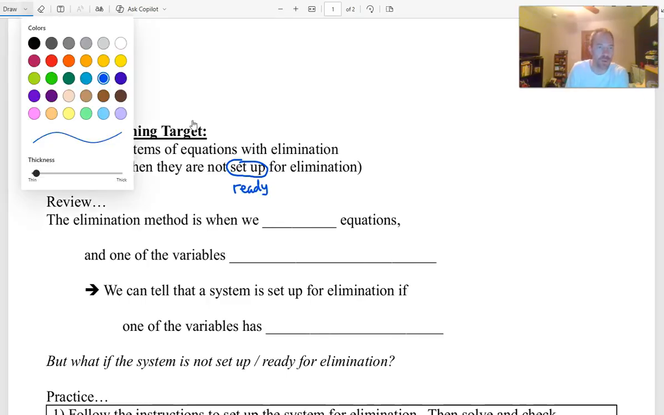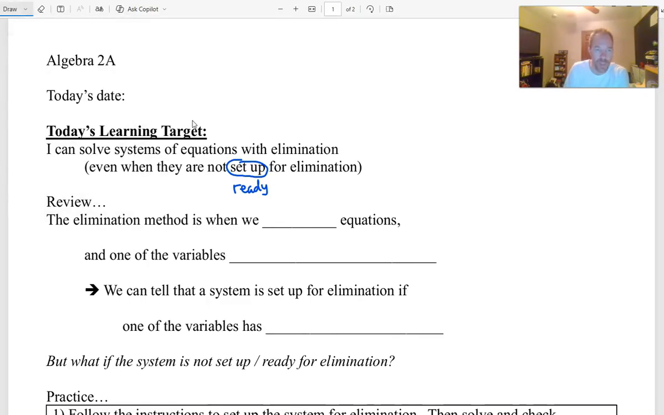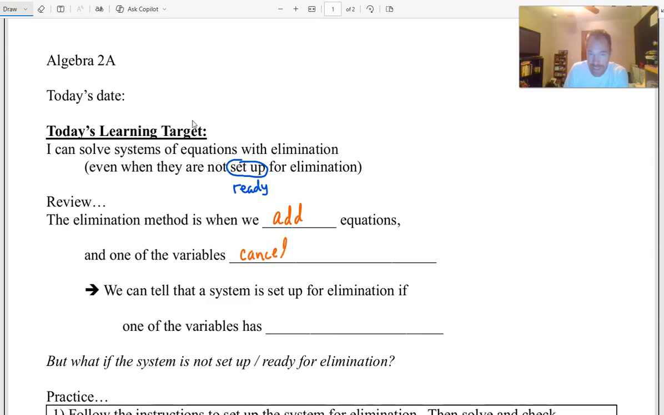So let's review real quick here. The elimination method is when we add equations. And when we add those equations, one of the variables cancels, or you might say is eliminated. Hence the phrase elimination. So one of the variables cancels or is eliminated.